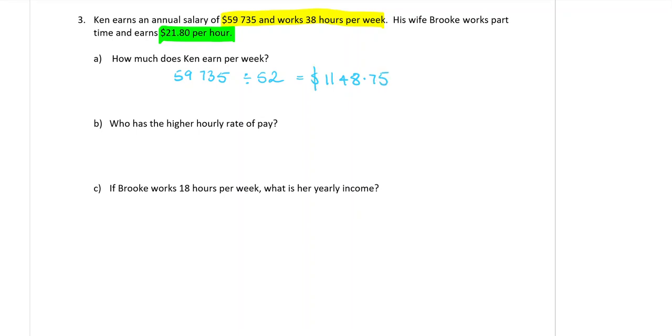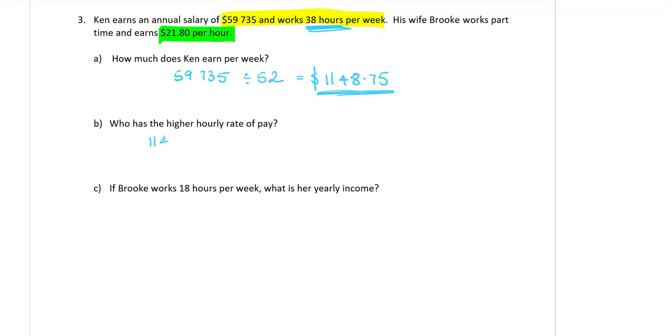Okay, part B, who has the higher hourly rate of pay? Well, we already know that Brooke is the green one here. She's getting $21.80 per hour. But I still don't know what Ken is getting per hour. Now I need to think about this 38 hours part. He is earning this $1,148 and 75 cents per week. If I divide that by 38, that will tell me how much he's getting per hour.